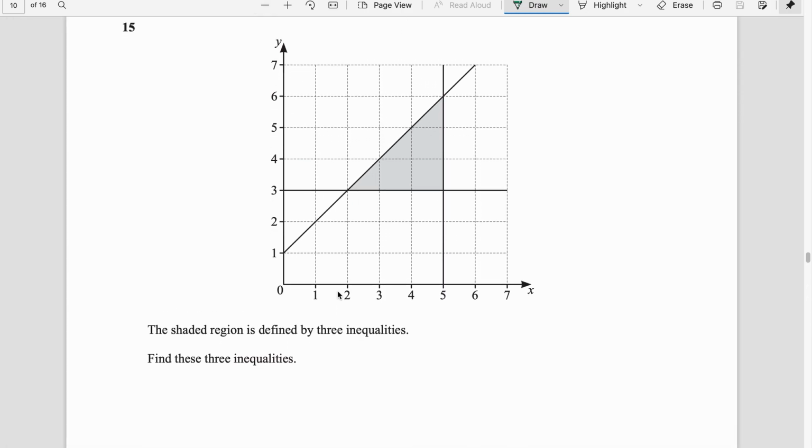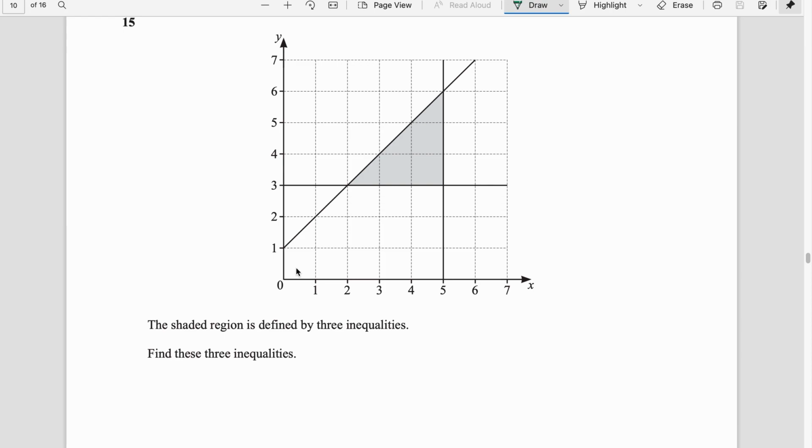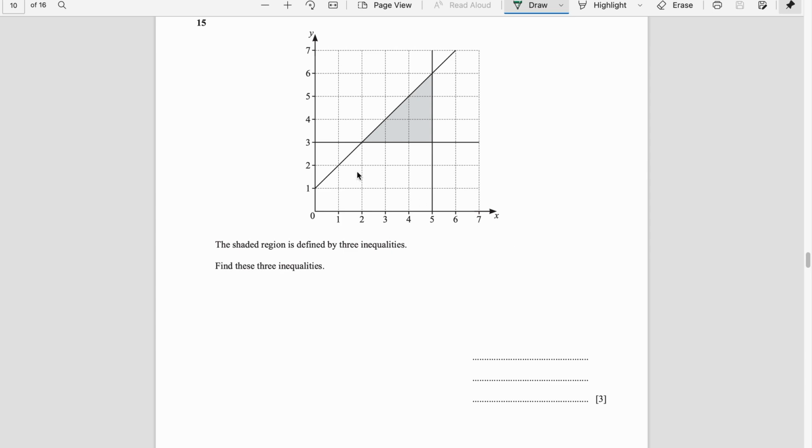Question number 15, inequalities. The shaded region is defined by 3 inequalities. Find these 3 inequalities. This is the answer space. Always go with the horizontal and vertical lines first. This is a horizontal line which passes through 3. Equation should be y equals 3. Region lies above this line, so it is y is greater than or equal to 3. Second line, this vertical line passes through 5, so it is x equals 5, and the region lies on the left of this, so x is less than or equal to 5.